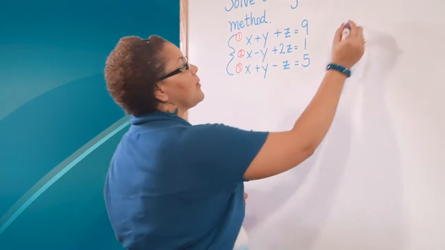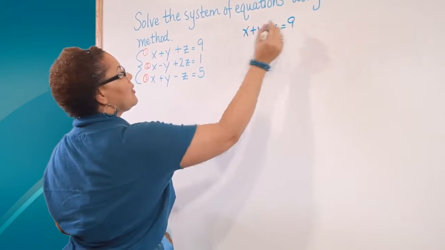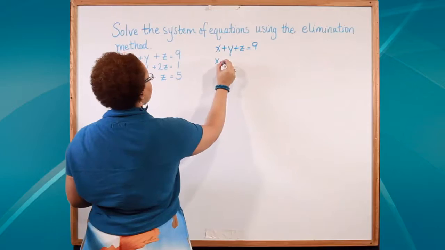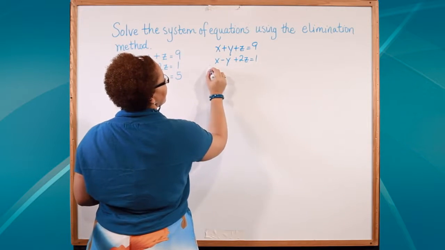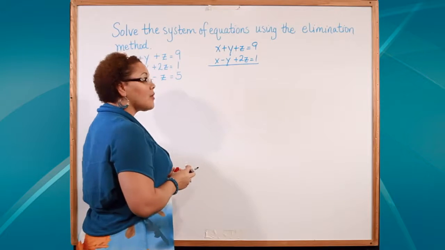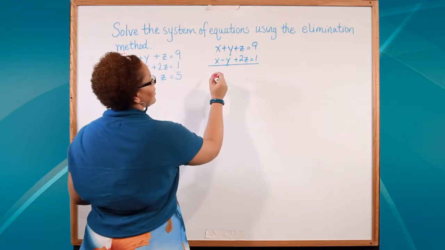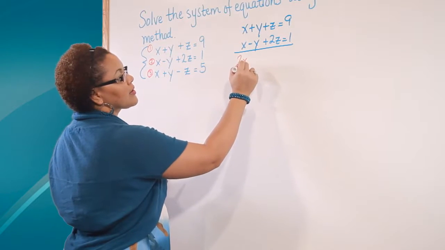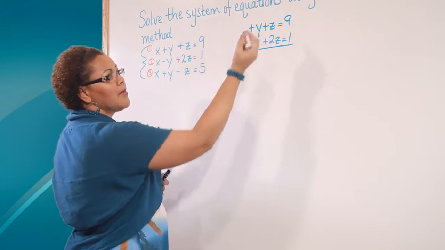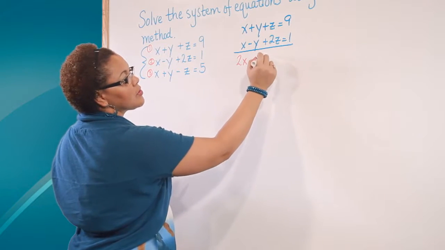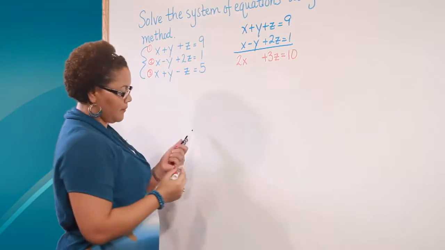So equation 1 is x plus y plus z equals 9. Equation 2 is x minus y plus 2z equals 1. And if we combine them together through addition, the new equation that we get is x plus x, 2x. The y variables are eliminated, hence the name of the method. And z plus 2z is a positive 3z equals 10.